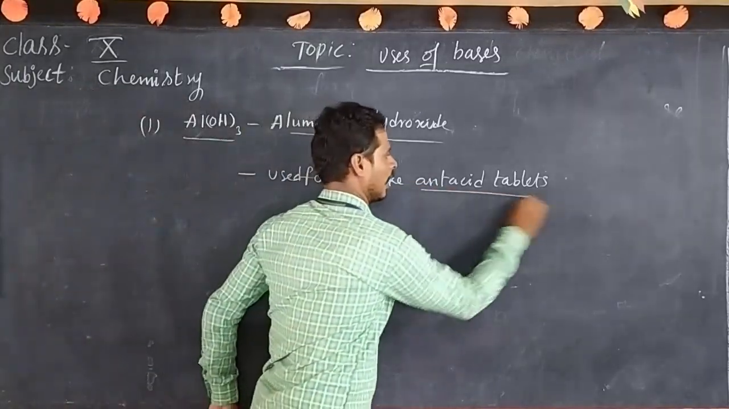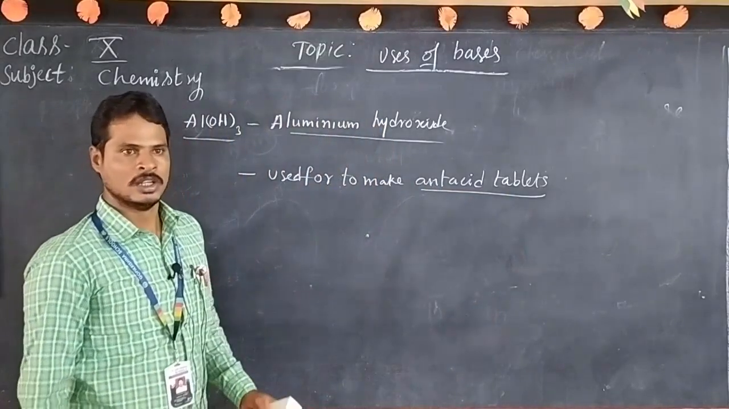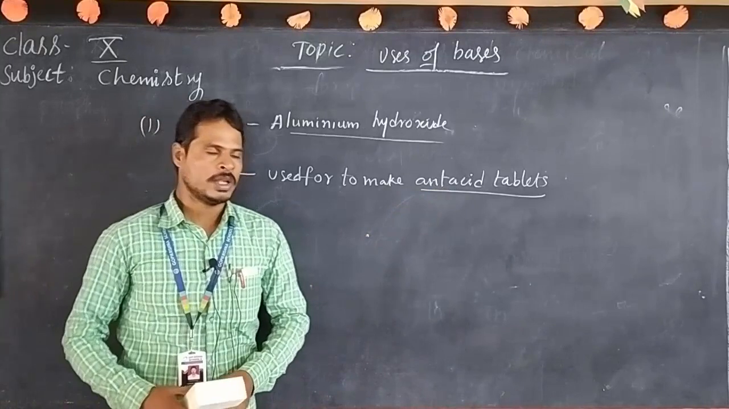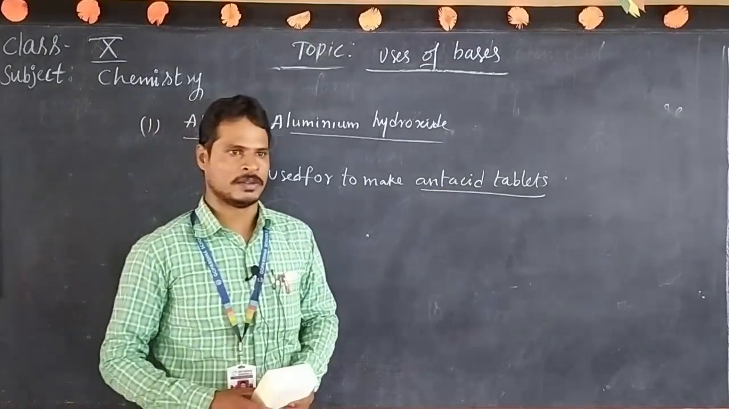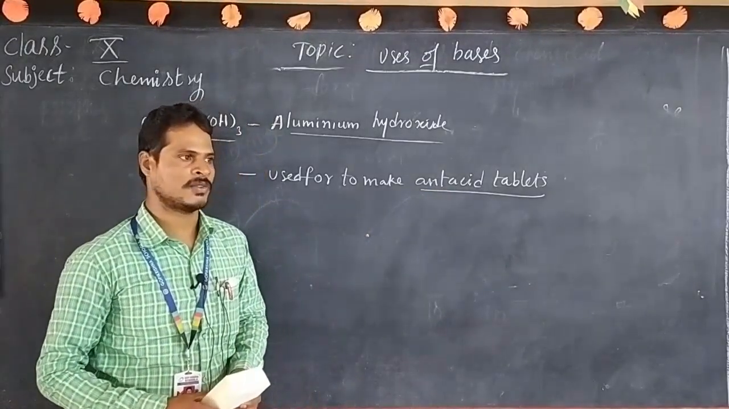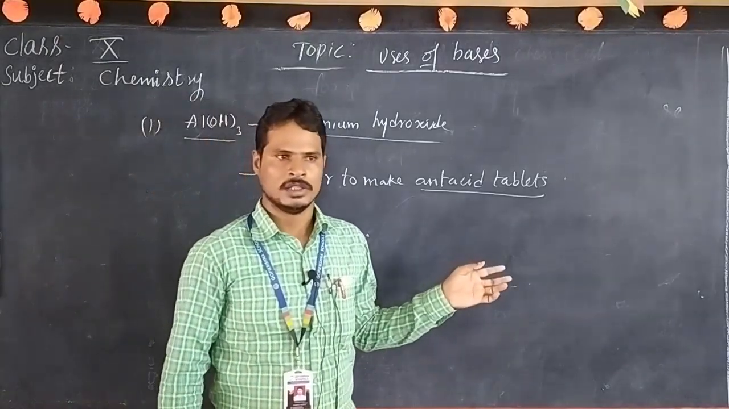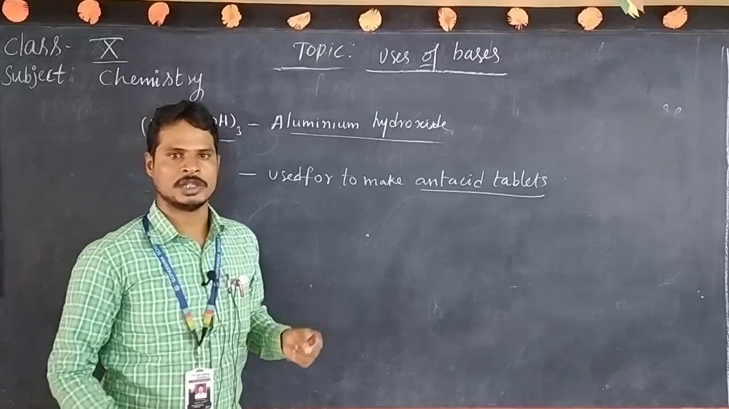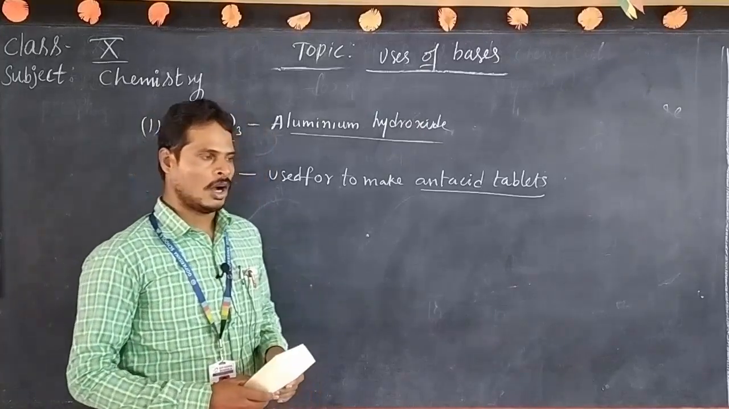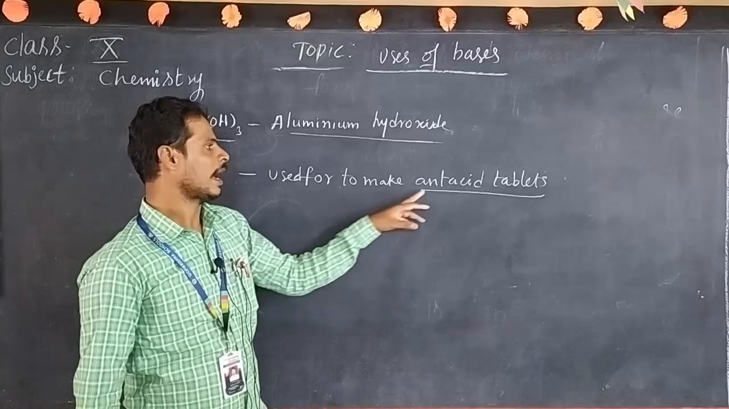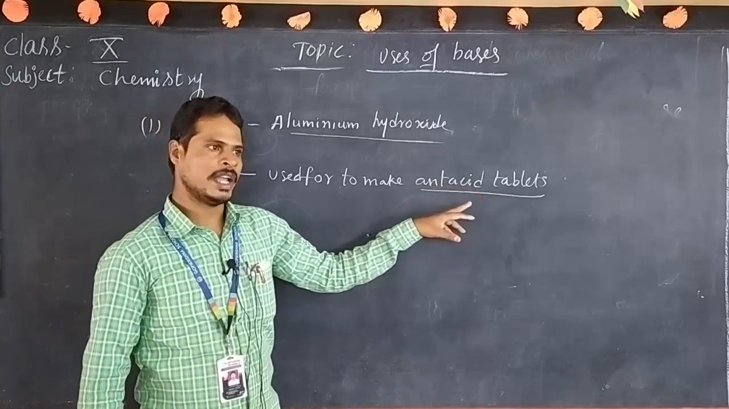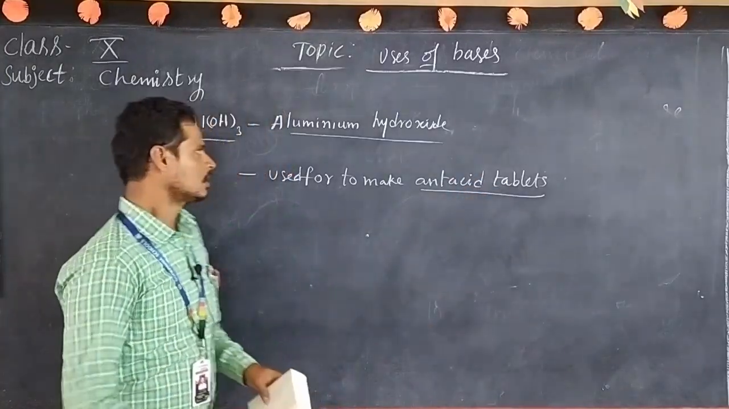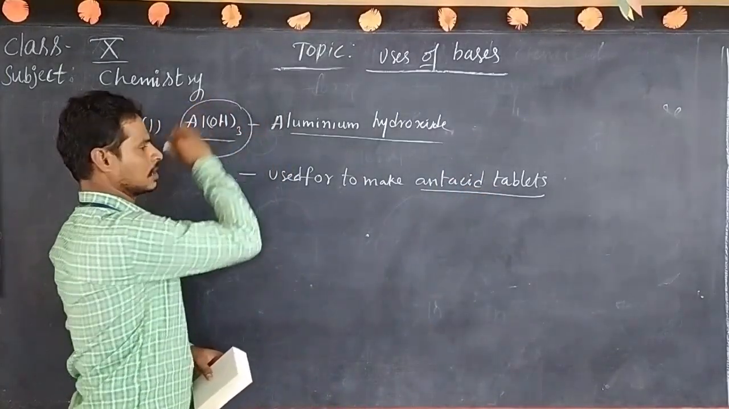What is the use of antacid tablets? Where should we use antacid tablets? Suppose we are suffering from stomach pain. How can we suffer from stomach pain? From acidity. Whenever more acid forms in our stomach, we feel pain. How can you reduce this pain? By using antacid tablets. Name the substance present in the antacid tablets. So, aluminium hydroxide.